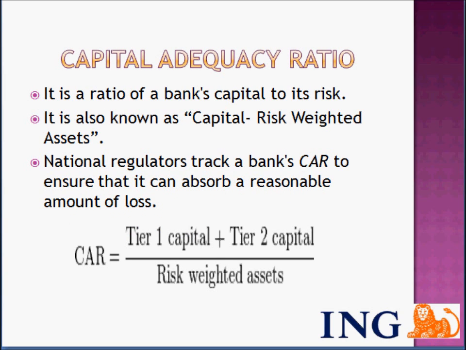What is capital adequacy ratio? It is a ratio of a bank's capital to its risk. It is also known as capital to risk weighted assets. National regulators track a bank's CAR to ensure that it can absorb a reasonable amount of loss. The formula for CAR, that is capital adequacy ratio, is Tier 1 capital plus Tier 2 capital divided by risk weighted assets.